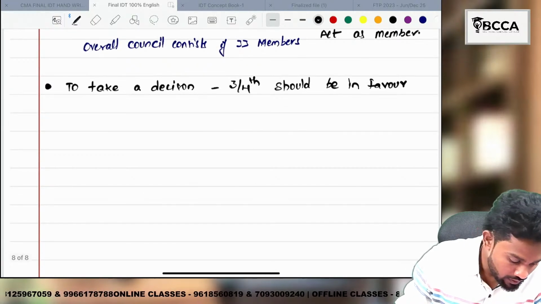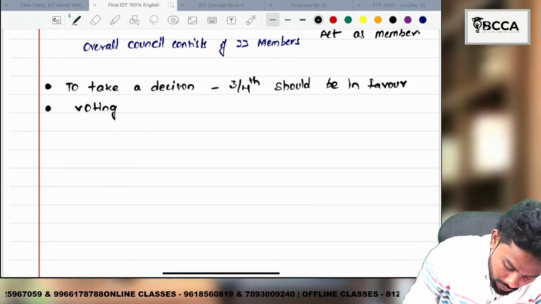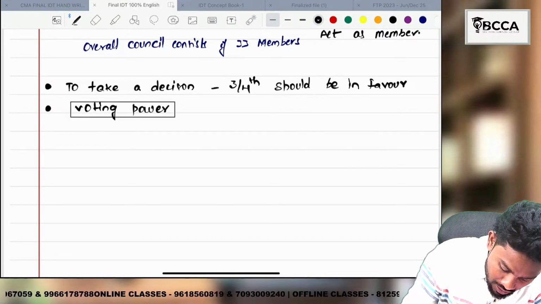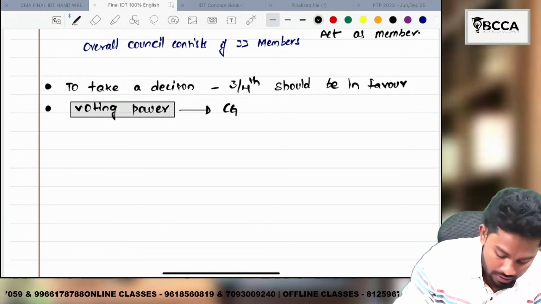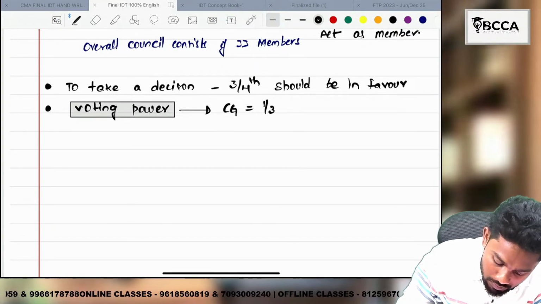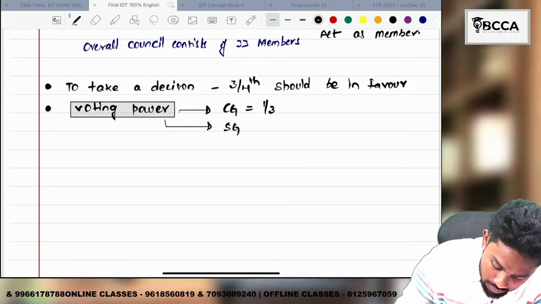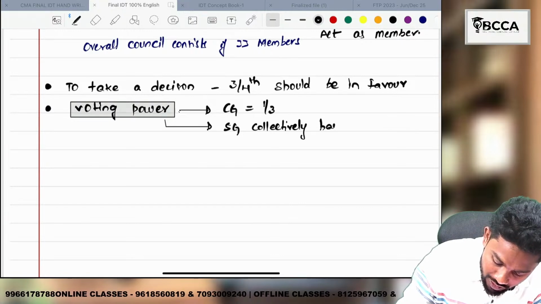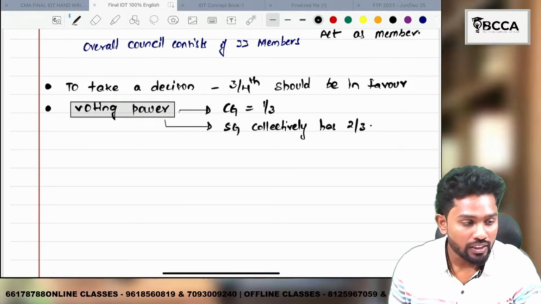So how is the voting power given? The central government alone has 1/3, whereas state governments collectively have 2/3. Central government has 1/3 and state governments collectively have 2/3.